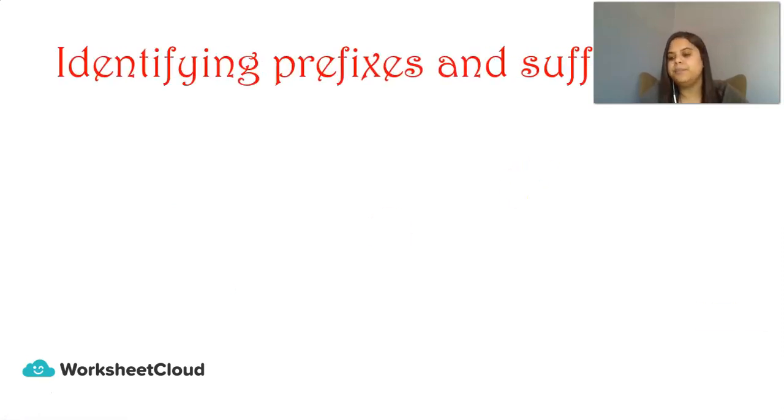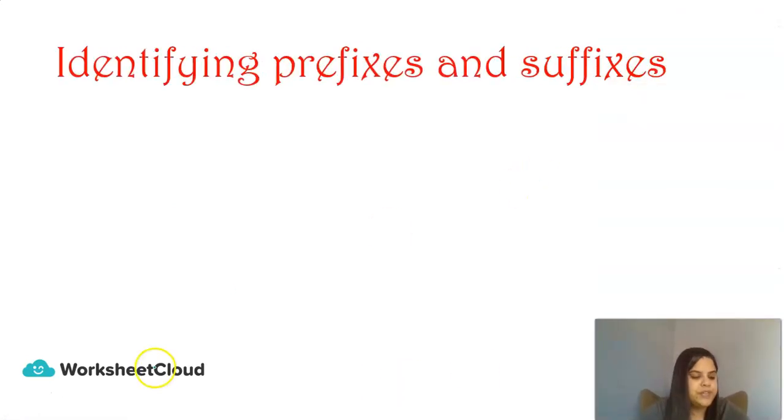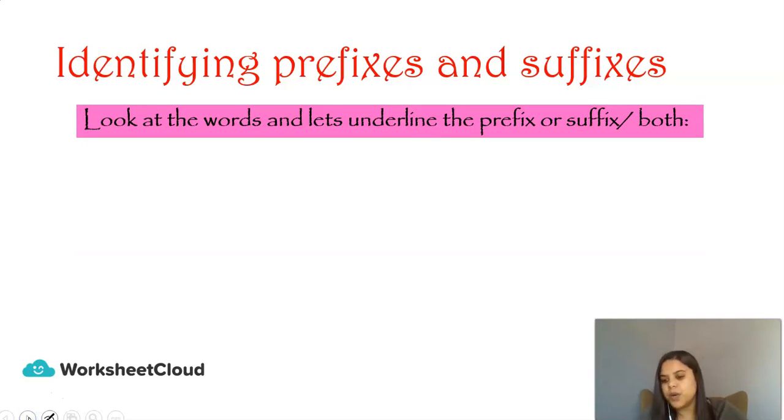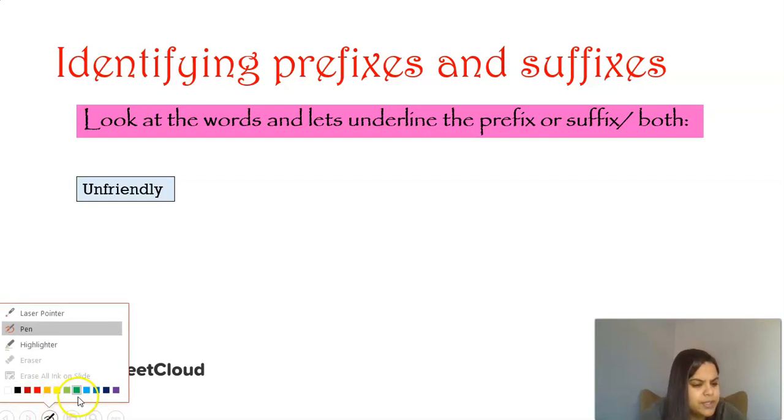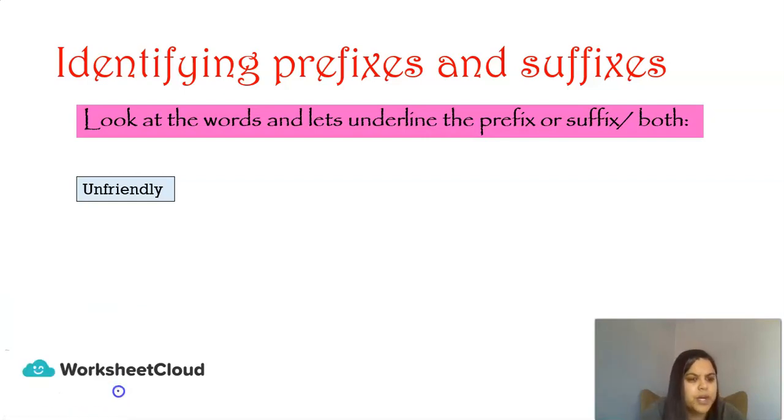So, identifying prefixes and suffixes. I'm going to put some words up on the screen now, grade 4, and I want you to underline or circle the prefix or suffix or both in those words. But I'm going to do the first two with you, and the others I'm going to give you a chance to do on your own. So the first one is unfriendly, and I'm going to get a different color pen out so that we can see how we are working there.